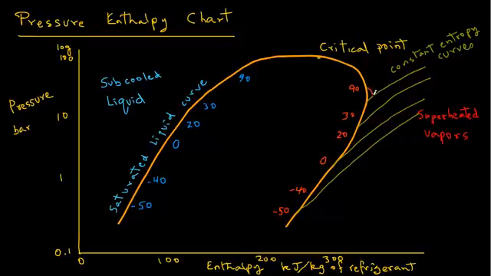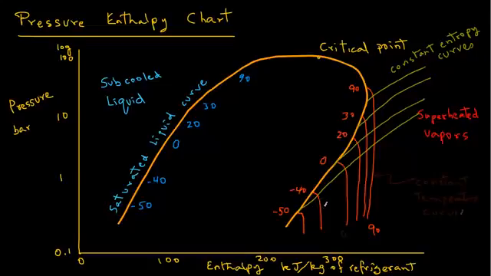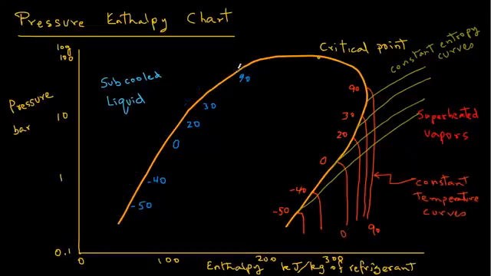Now from the temperature 90, we will drop a curve down. So any point on that curve represents a temperature of 90 degrees. And similarly, we will drop temperature lines from 30, 20, 0, -40, and -50. So again, these are the constant temperature curves, and they are in the superheated vapor region.